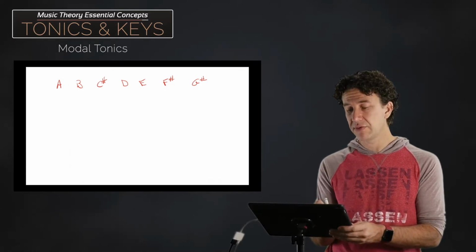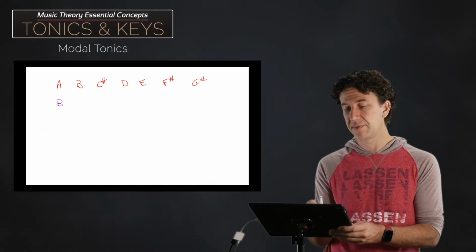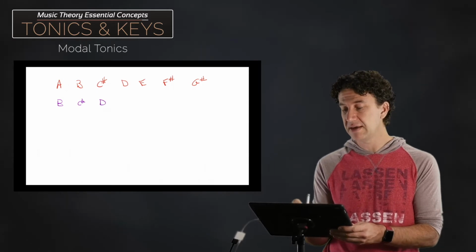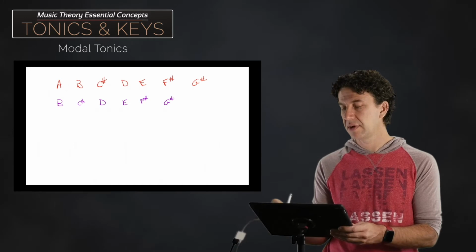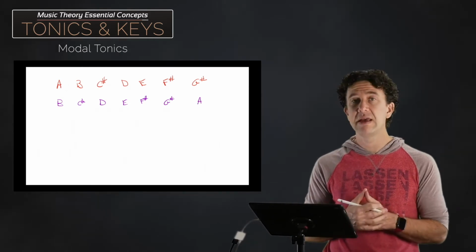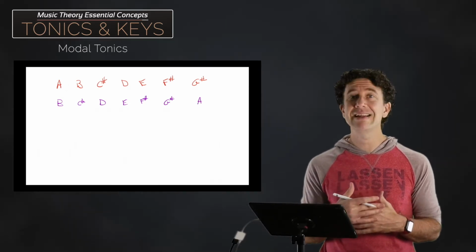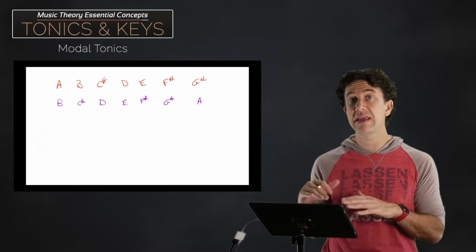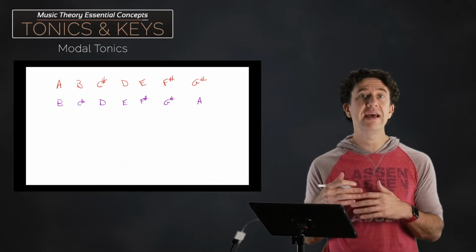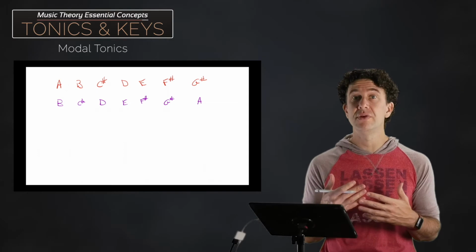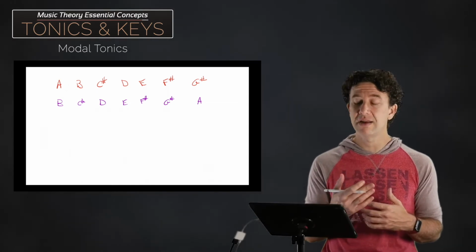So let's say that we were to write out this scale: B, C sharp, D, E, F sharp, G sharp, and A, okay? So what we've got here is exactly the same notes that are in the key of A major, but now B is our root, and B is also our tonic.